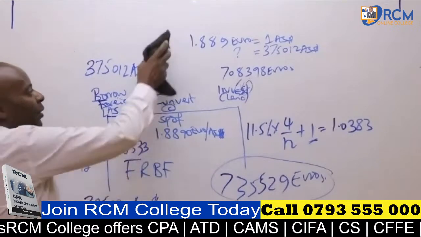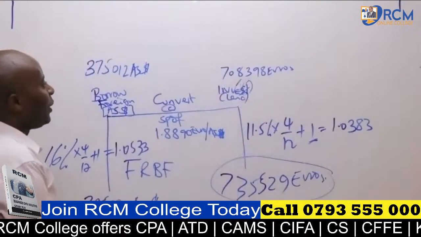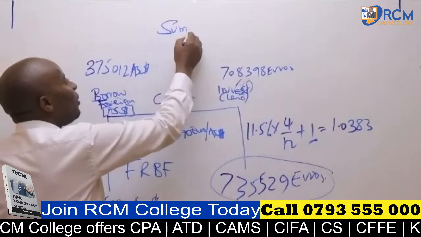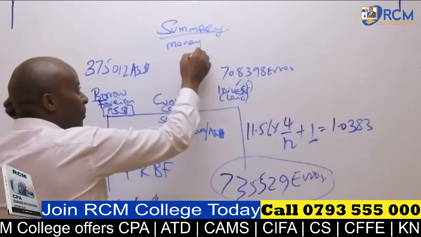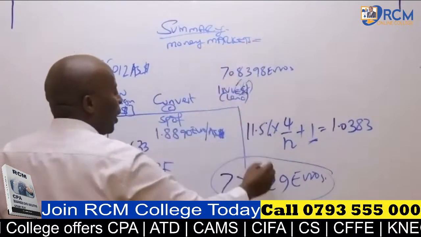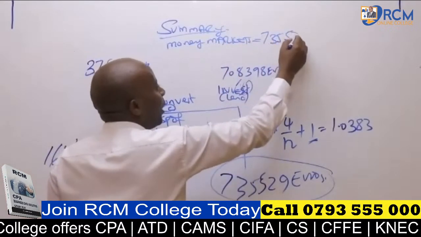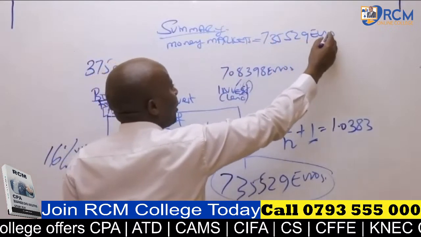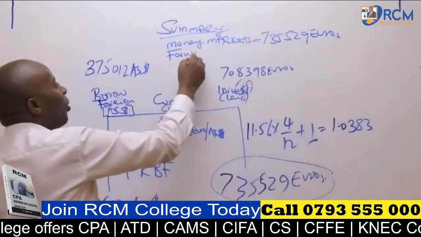Give us a summary for purposes of interpretation. Come here and give us a summary. Tell us money markets, how much are we going to receive? It is 735,529 euros. And then, ladies and gentlemen, how about the forward contract?